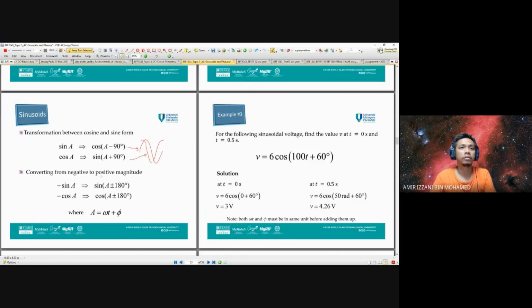Okay, converting from negative to positive. Sine A can be converted into sine A plus or minus 180. Or cosine also the same way, A plus minus 180. Remember the x-axis is the angle, the phase angle.